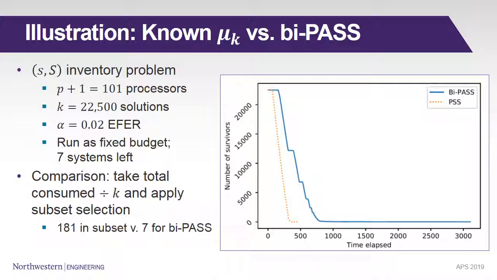Now, one way to think about this result, or at least one way we thought about it, was to do the following. We took the total number of replications that BYPASS was able to execute by the end of this run, then divided that total number equally among all 22,500 systems and ran subset selection. Subset selection is a standard ranking and selection procedure that guarantees a subset that contains the best. Doing that, the subset had 181 systems left, with the same amount of data as used by BYPASS to get to 7.